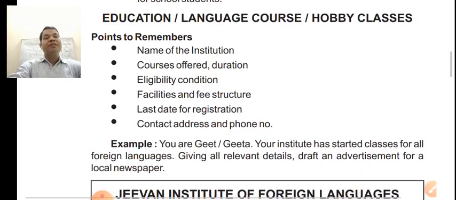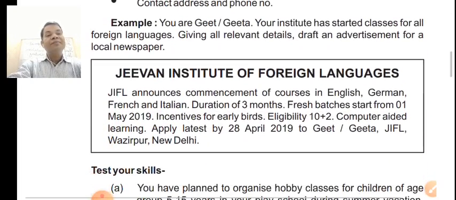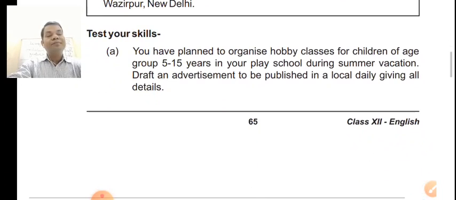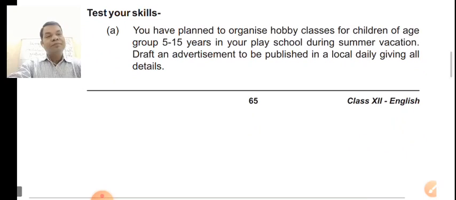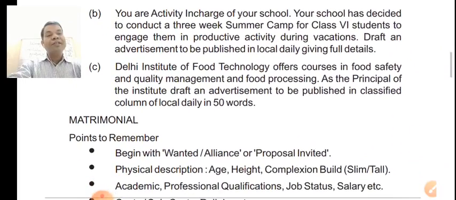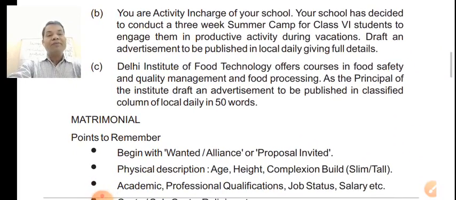Then we discussed advertisements which come under this category, education, language course, hobby classes, how you should write such types of advertisements. Then we went through the solved example. Okay, and questions for practice, which I am showing you once again. You can take the screenshot for practice if you haven't done yet.